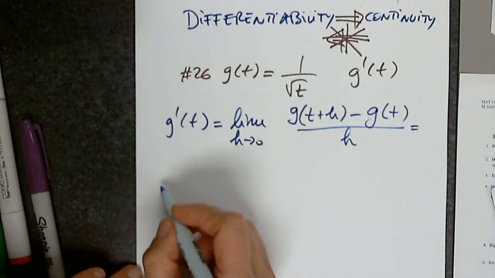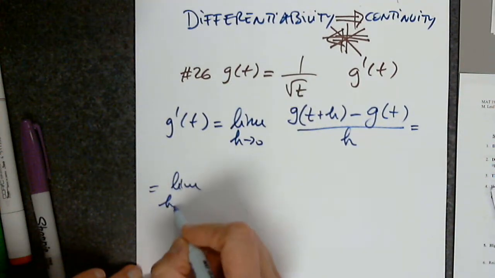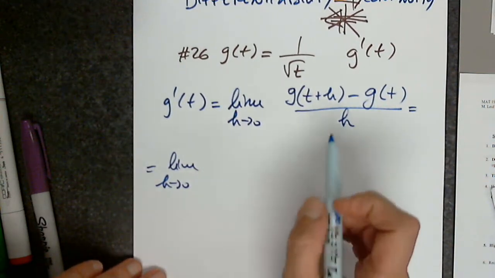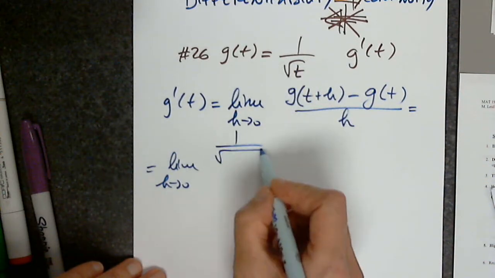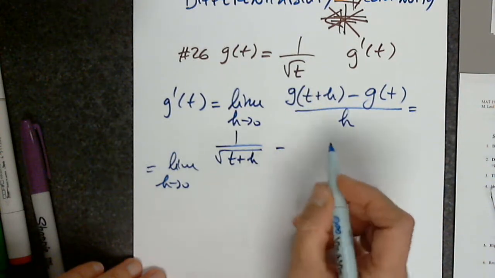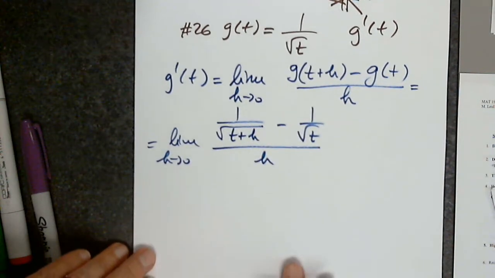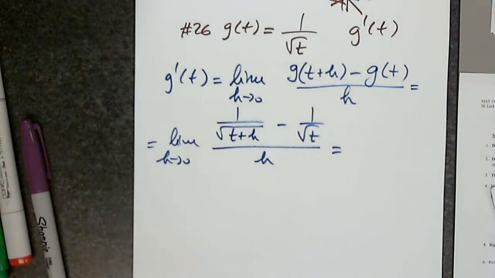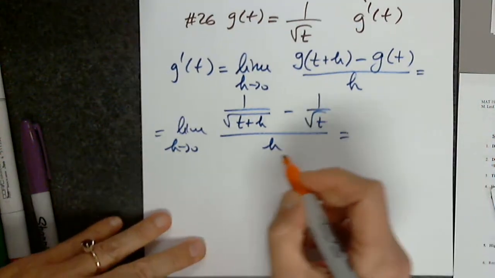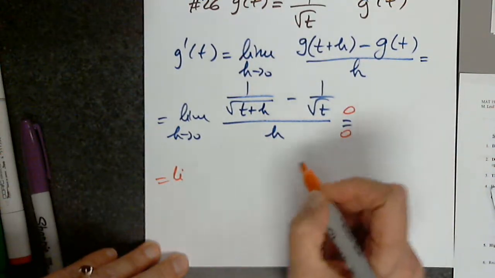The answer has to be a function. So limit as h approaches 0 of 1 over the square root of t plus h minus 1 over the square root of t, over h. I plug it in. What do you expect? I shouldn't even look when I plug it in. It has to be 0 over 0, right, because the limit will be a function and this will exist. Okay, good. So it's 0 over 0, of course.